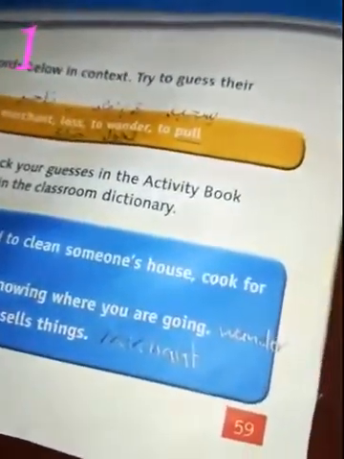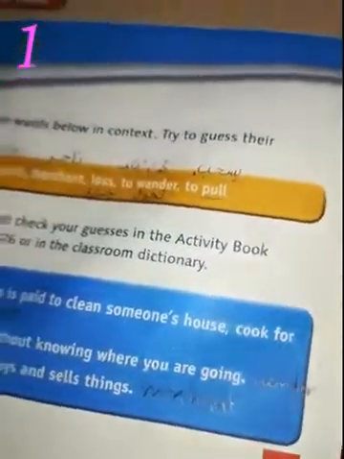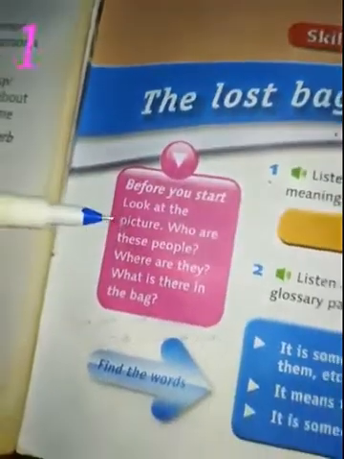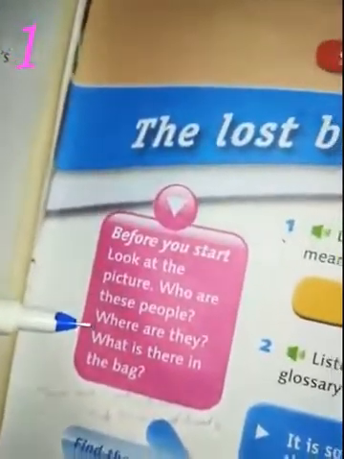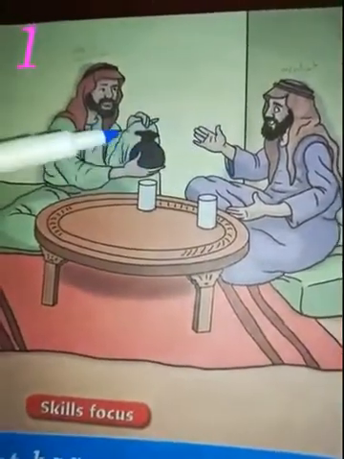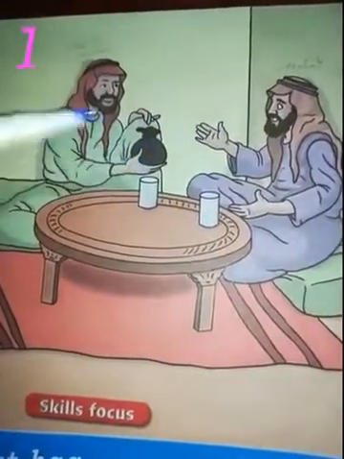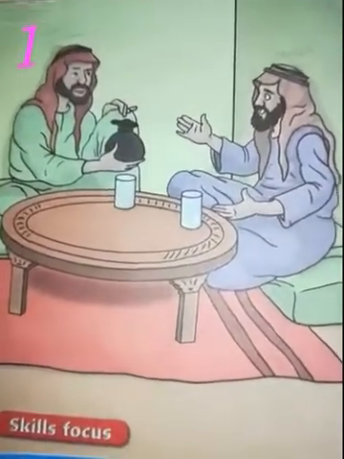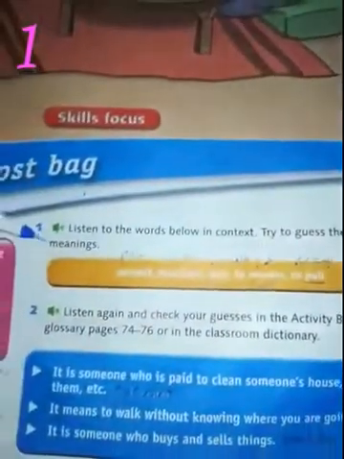Open your student book page 59. Before you start, look at the pictures. Who are these people? Where are they? What is there in the bag? Here we have a picture of two merchants. They have a bag. What's there in it? Maybe money. Let's start with exercise number 1.